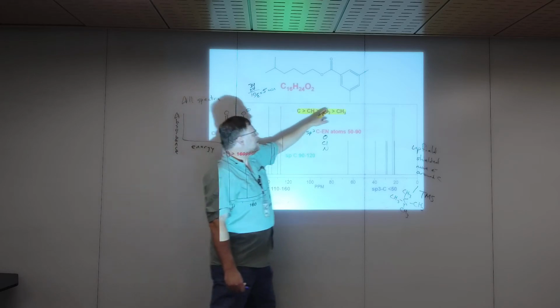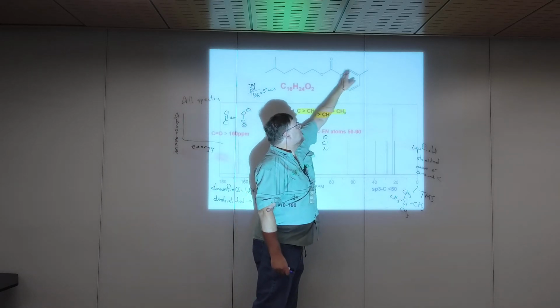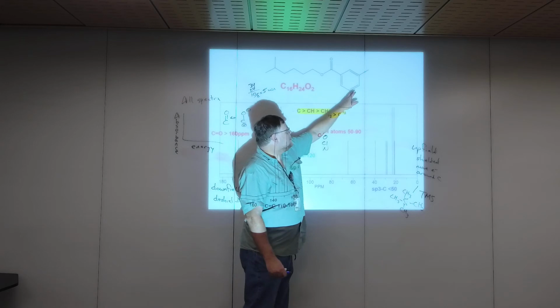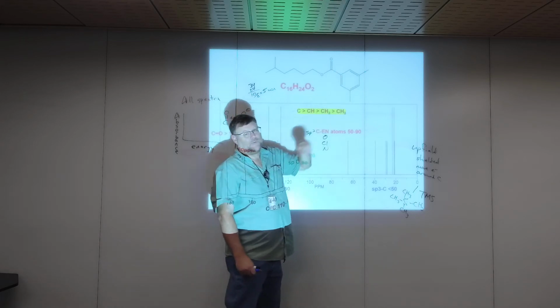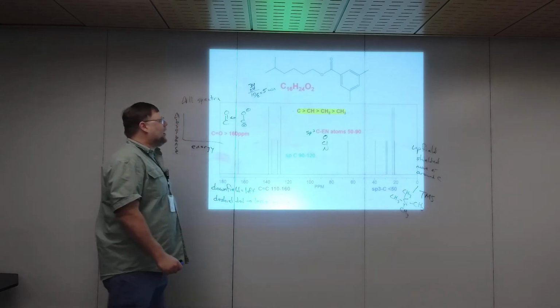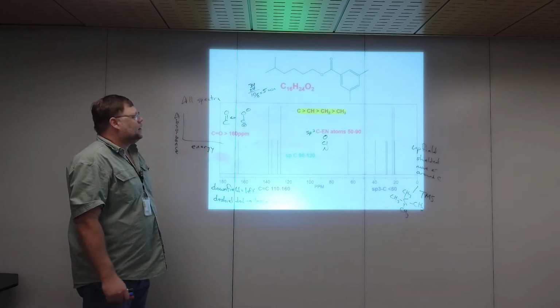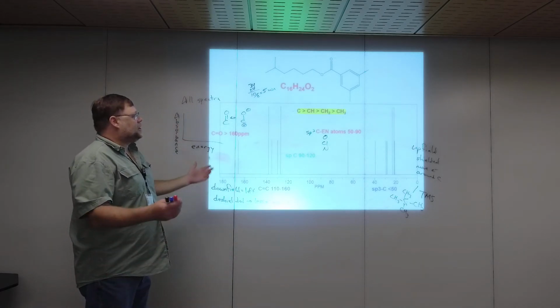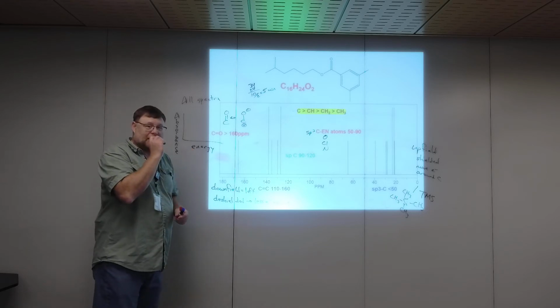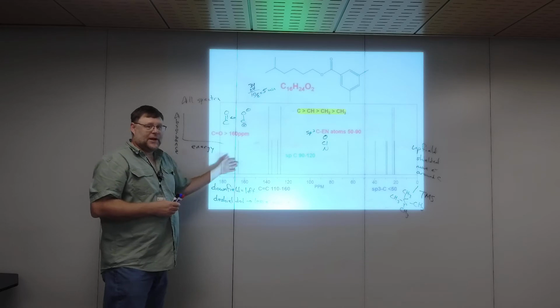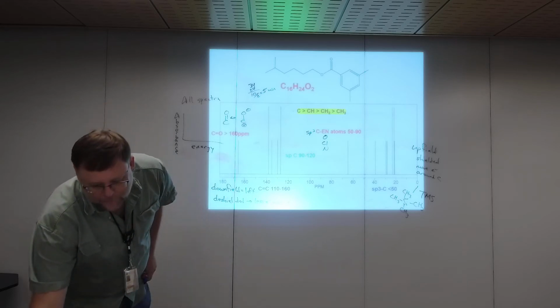5 units of unsaturation: 4 pi bonds. Count the pi bonds: 1, 2, 3, 4. And then 1 ring. So 4 pi bonds and a ring is 5 units of unsaturation. Okay, so that all fits. So how many signals did you get in the carbon NMR? If you haven't, hit pause and count those.